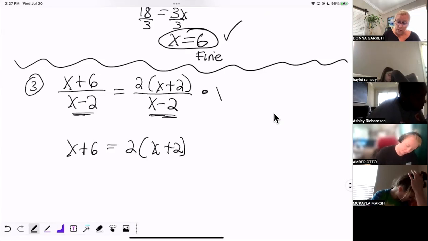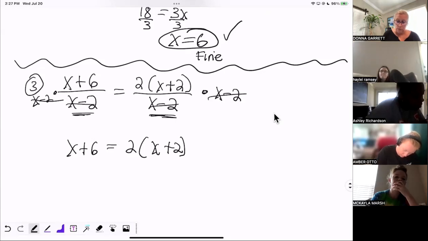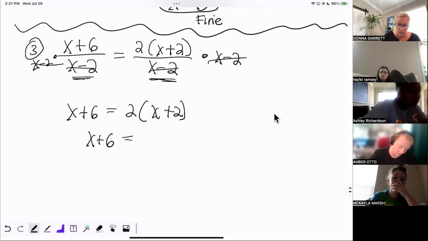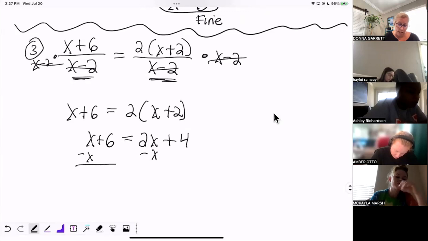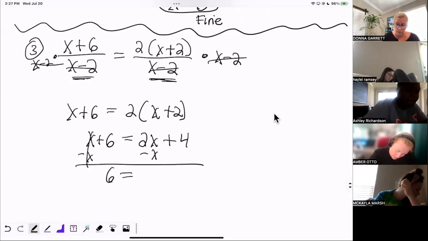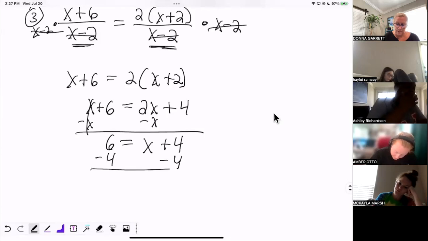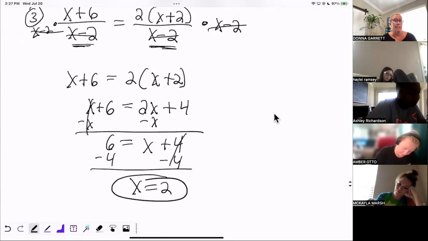Because if I multiplied both sides by x minus 2, which is what we would do, they would all cancel, and I'd be left with my numerator. So all I have to do is solve for my numerator. That's it. So x plus 6 equals 2x plus 4. We can solve for x. I'm going to subtract x. You can do whatever you want. I try to make x positive; I try not to make it negative. If I subtract this, I got x is equal to 2. So no matter how you did it, I got x equals 2.